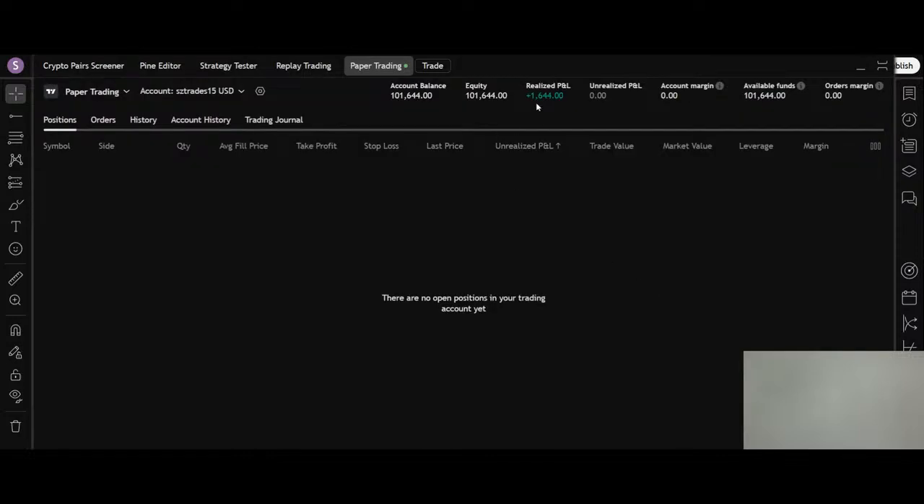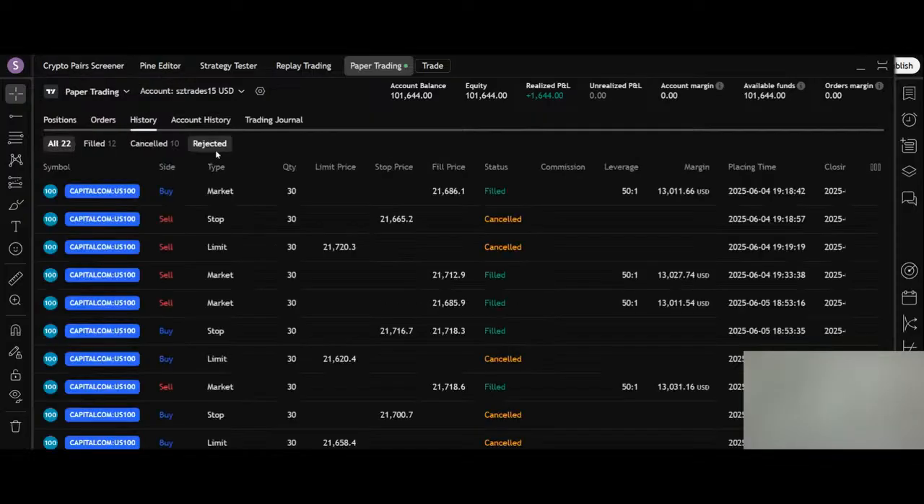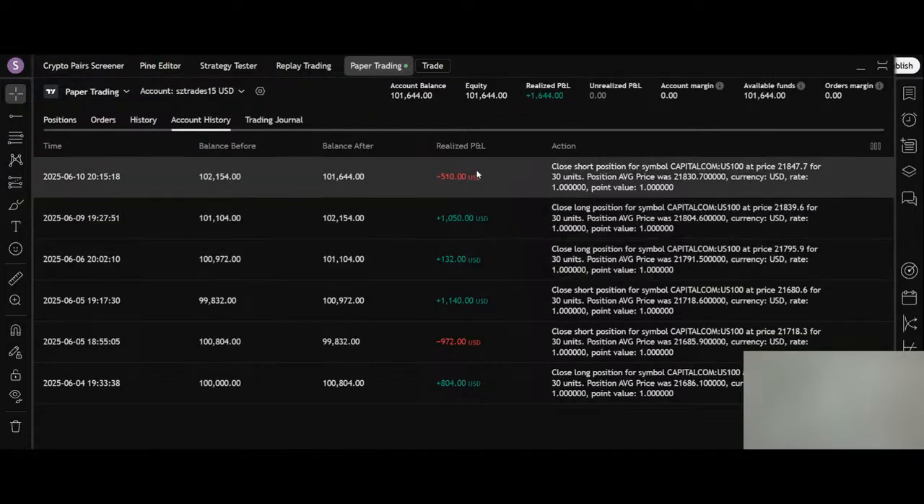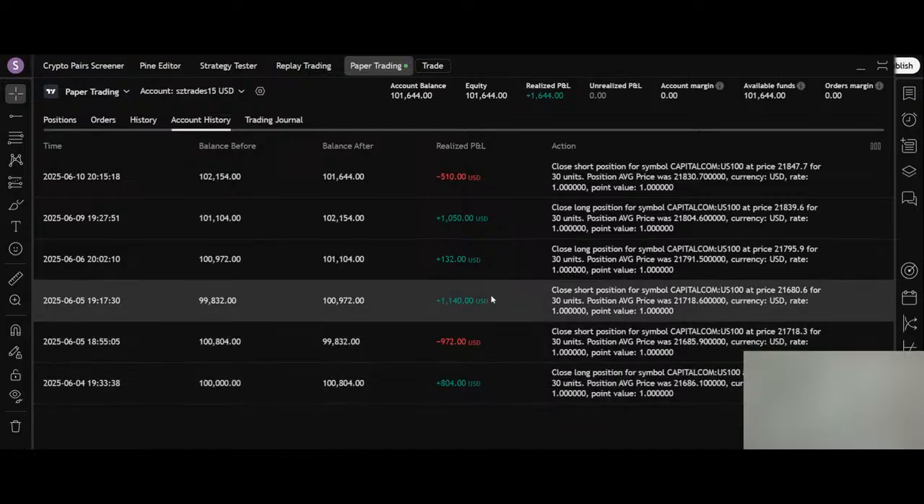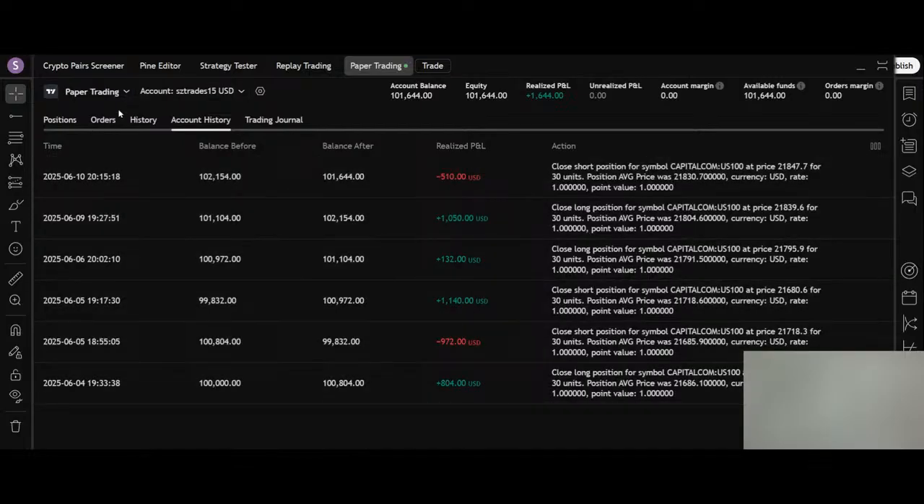Let's see where we are. We are plus $1,600 on the month. Let's see the account history. We just took a small loss here today. The RR is good.